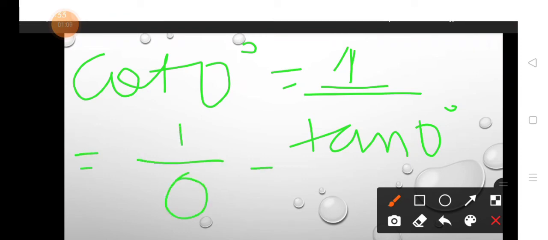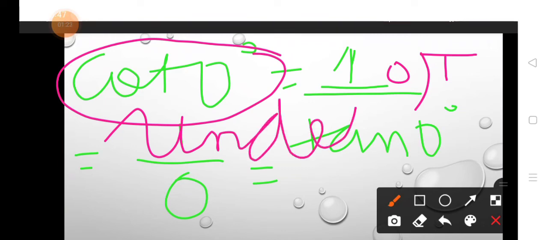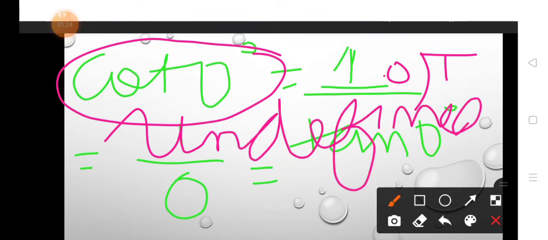You know that any number divided by 0 is undefined. You divide any number by 0, it would be undefined. Hence the value of cos 0 degree is undefined. Okay, remember this, it is undefined.